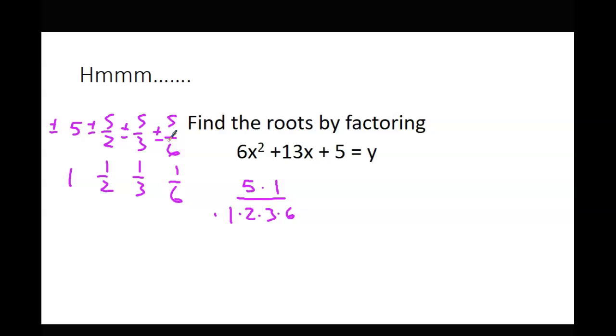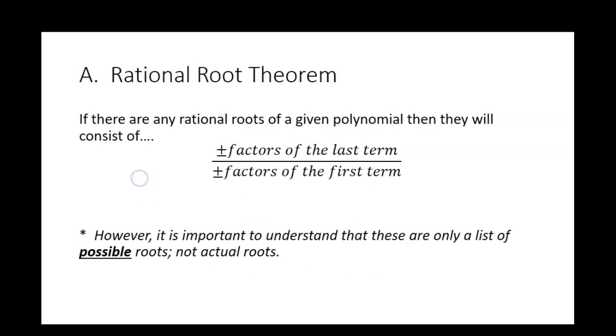Okay, so here's what we have now. For this, it's too much work to do that. But I use this because it makes sense. With really big polynomials where factoring is kind of a nightmare, this is very helpful because then you know what some possible answers might be. Okay, so this is what we call the rational root theorem.